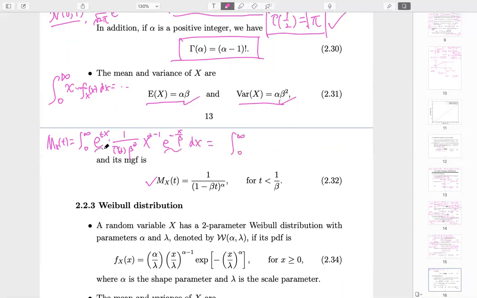So here I have exponential, here's exponential tx. Let's collect like terms together. How about we call this guy 1 over beta tilde? Let's call this 1 over beta tilde equals this guy. That means my beta tilde equals beta divided by 1 minus beta t. Of course this has to be positive, meaning my t should be less than 1 over beta.